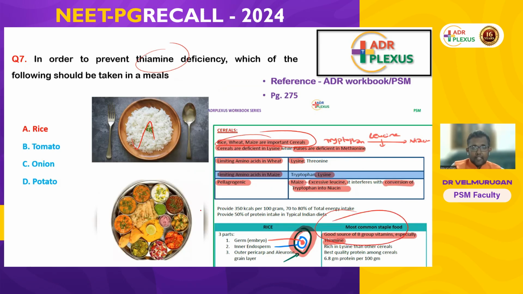What is rice? Rice has 3 parts: germ or embryo, inner endosperm, outer pericarp layer. Thiamine is present in the outer layer. So when we do polishing, all these things will be lost. So what do we have to do? We have to do parboiling, which is partial cooking in steam. It helps the minerals move from the outside to the inside. So out of this thali meal, rice is a good source of thiamine, the B group vitamins.